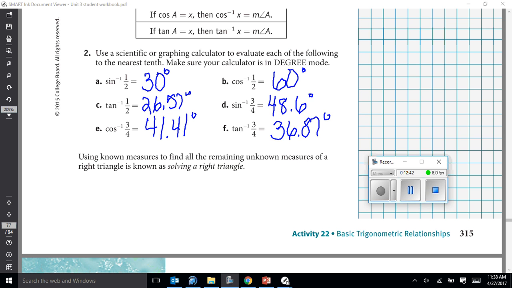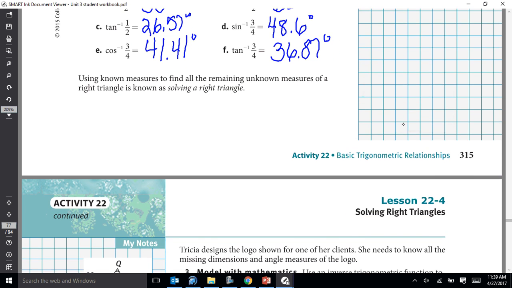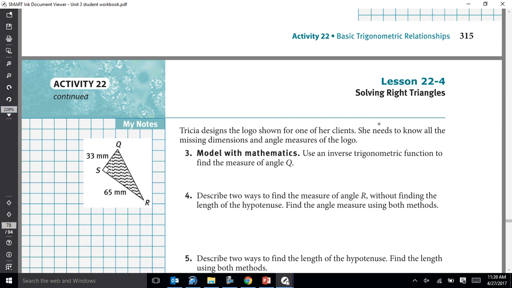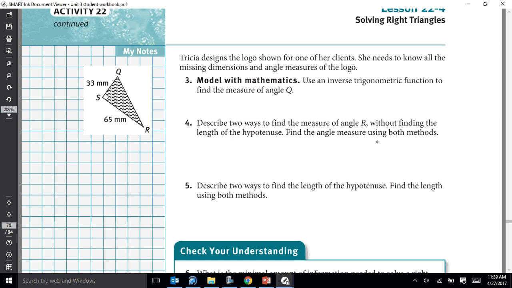So they all match? All right, so using known measures to find all the remaining unknown measures of a right triangle is known as solving a right triangle. What's nice about this is if you're given two sides of the triangle, now you can find that third side, and you can also find all of the angles.